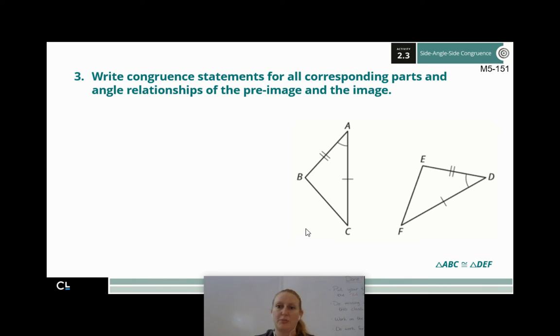What about all the other corresponding parts? We talked about this yesterday. Go ahead, hit pause, write down all the other parts that must now be congruent. If my triangles are congruent, what else has to be congruent? Hit pause, write it down, hit play when you're ready to check your work.